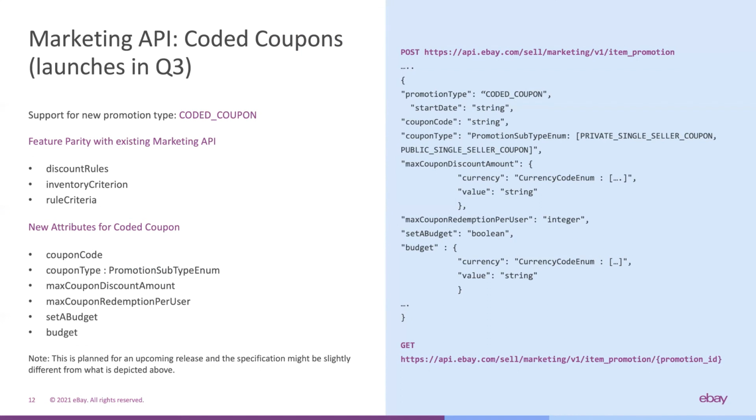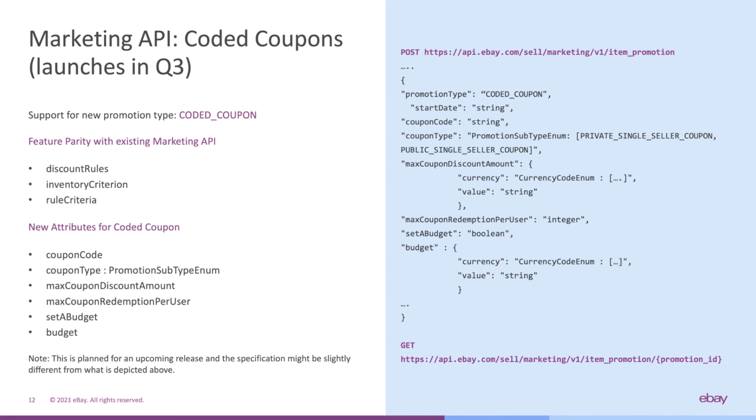Now, to make it easy for you to adopt, we've put the functionality for coded coupons right into our existing marketing API. And we paid extra special attention to make sure that we kept as many things the same for coupons as they are for other types of marketing campaigns that exist. So for volume pricing, order level discounts, sale events, there were a set of existing ways to specify the discount rules, how to select inventory, and the rule criteria about category selection, things of that sort. So we've kept those constructs exactly the same for coded coupons, so they're easy for you to adopt.